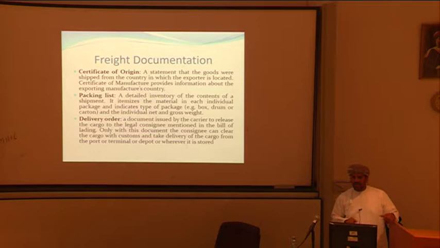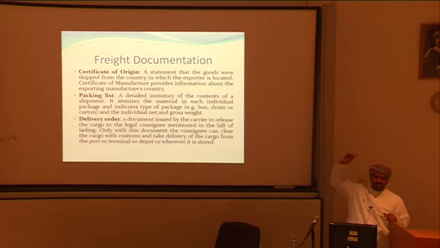As you can imagine, when the items arrive at the port of destination or the airport of destination, for example, the Port of Sohar or Muscat Airport, it is not possible for whoever comes in to just be given the items. The carrier would not give them the items. You have to have some documents. Therefore, the document that will need to be presented to the carrier is the bill of lading. Okay, you remember the bill of lading was prepared by the carrier at the point of origin.